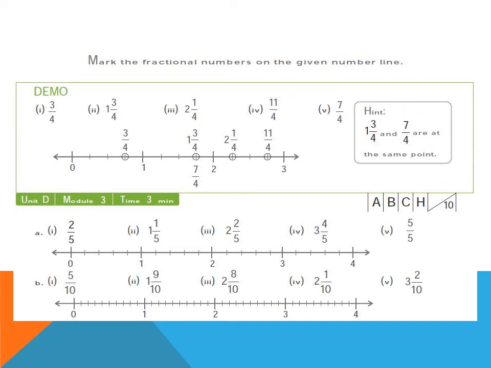Look at the demo. From 0 to 1, there are 4 marks. That means the space between 0 and 1 is divided into 4 parts. The first one will be 1 by 4, then 2 by 4, then 3 by 4. So question number 1, 3 by 4 is marked like that. After 1, it will be 1 1 by 4, 1 2 by 4, 1 3 by 4 and then 2. So 1 3 by 4 is also marked and so on.